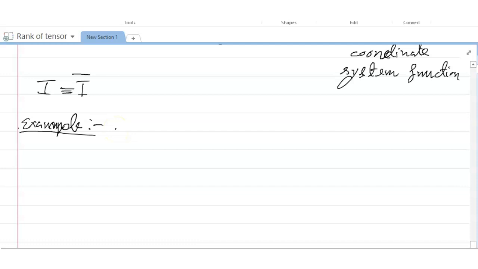What is the example, friends? The example is to prove that the Kronecker delta is invariant. One example, Kronecker delta is invariant. But how can I prove this Kronecker delta is invariant? Very simple, friends.